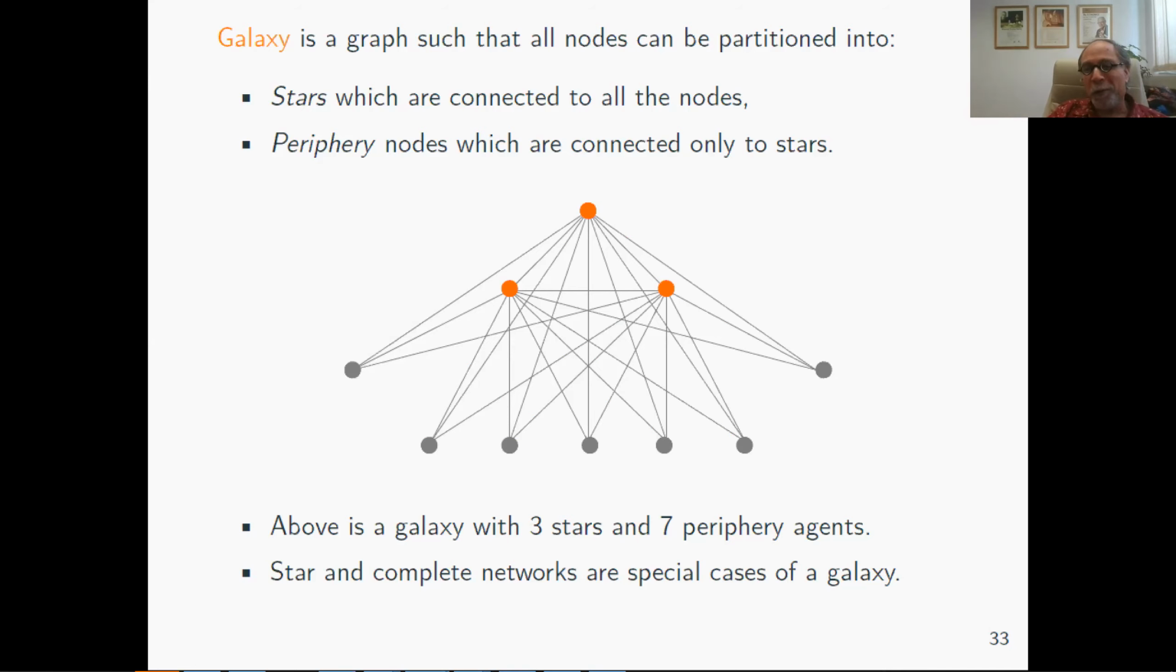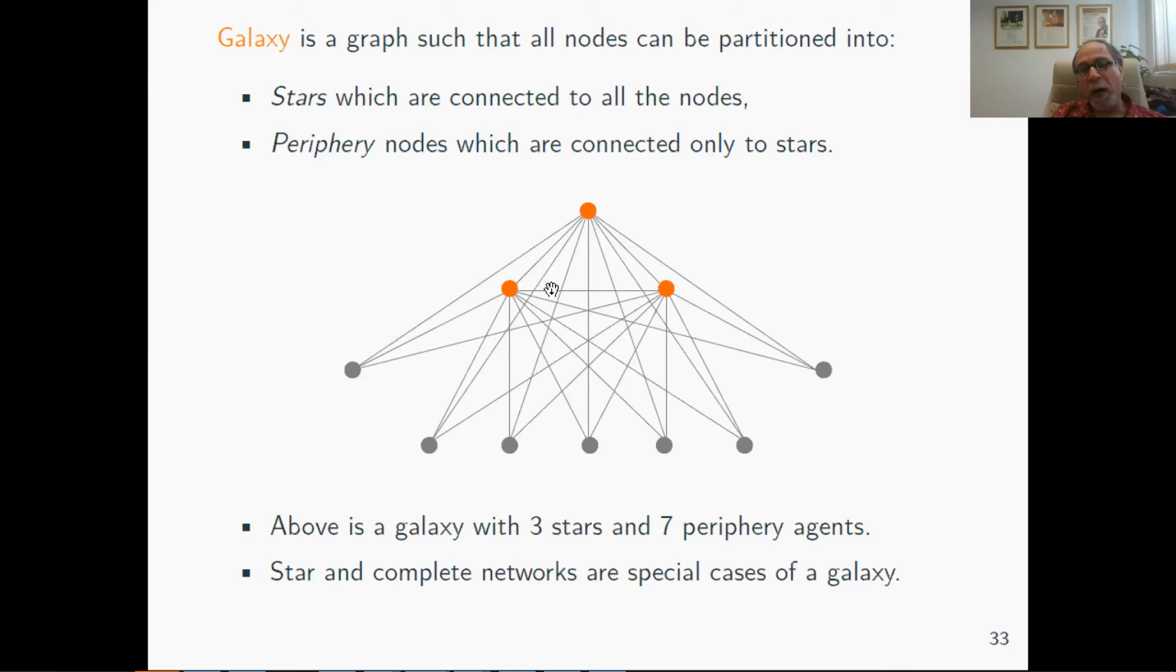A galaxy is a collection of stars to a certain extent. Formally, it's a network that partitions the set of nodes into two subsets, one which I'm going to call stars, and one that I'm going to call periphery. The properties of these two sets are the following. Stars are connected between themselves, and each star is also connected with each periphery node. Periphery nodes are connected to stars, but they are not connected between themselves.